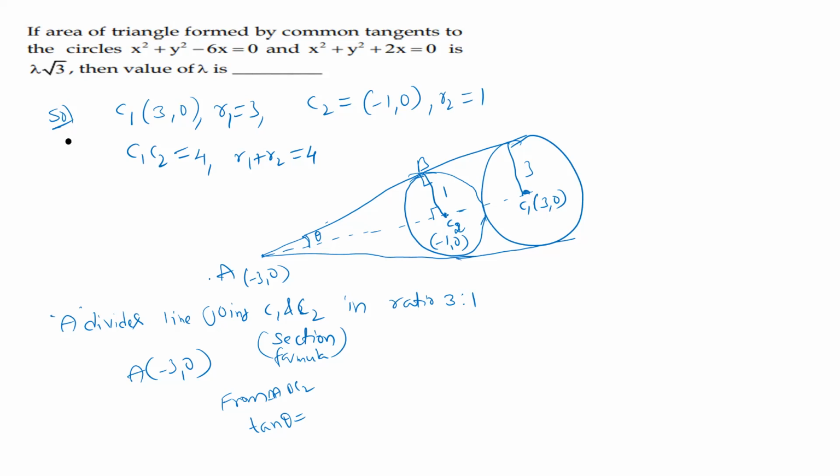Distance between A and C2 we can find easily: minus 3 plus 1, that is total minus 2, whole square. This 2 will come. This length opposite and hypotenuse we got. Opposite and hypotenuse means better to take sin theta only. Now sin theta is equal to opposite over hypotenuse, which is 1 by 2. Sin theta 1 by 2, how many degrees? 30 degrees. That's why this theta clearly is 30 degrees. Now we need to find the area of this triangle formed by the common tangents.